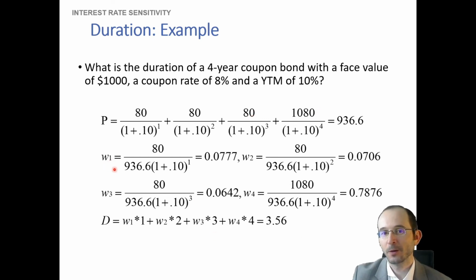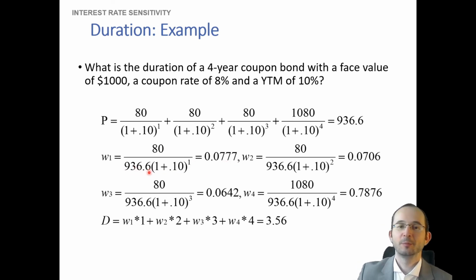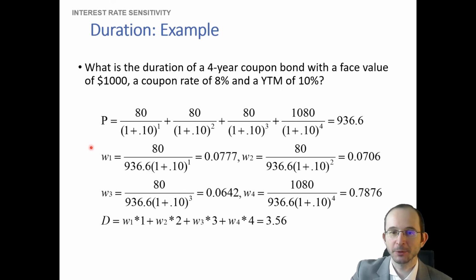So what are the weights? Well, for the 1-year maturity, the present value of that cash flow is 80 over 1 plus 10% to the first. And that is 7.7% of the total present value of the bond. Therefore, we're going to weight the 1-year maturity by 7.77%.